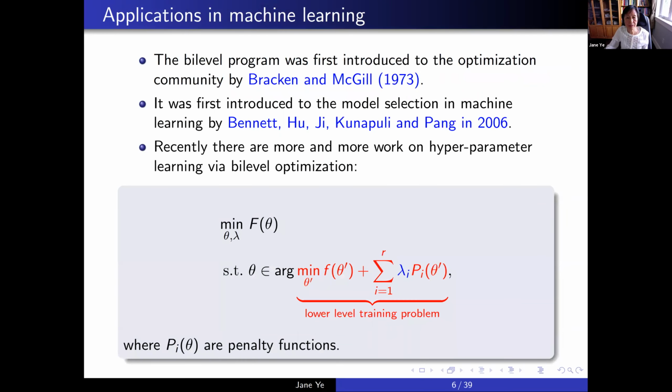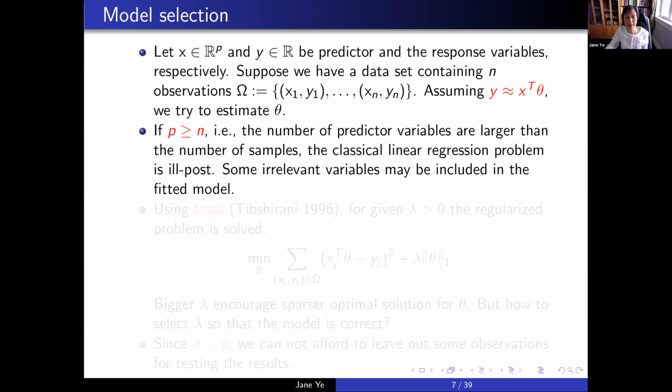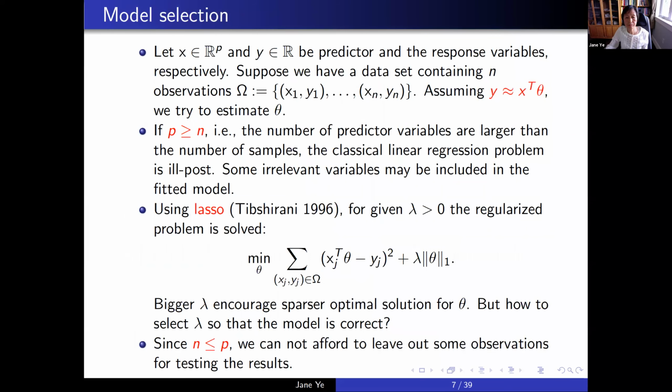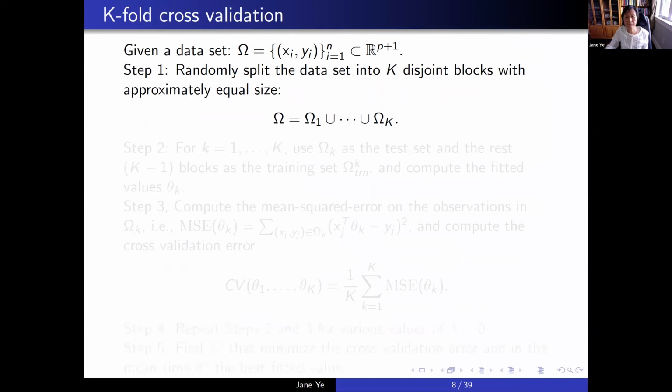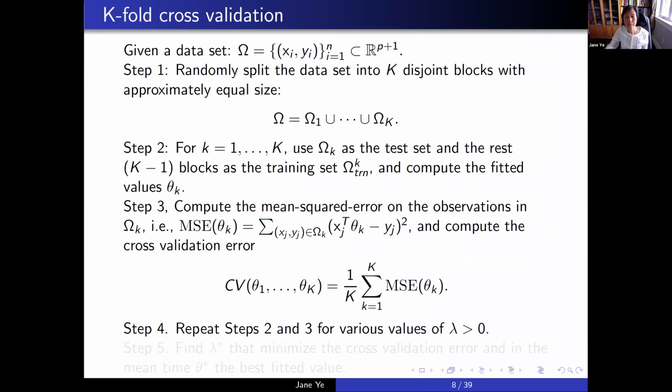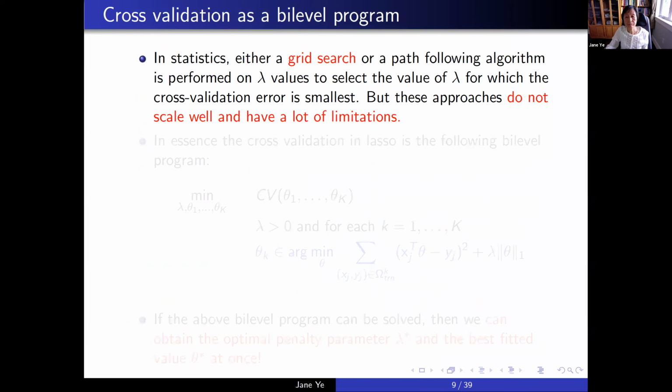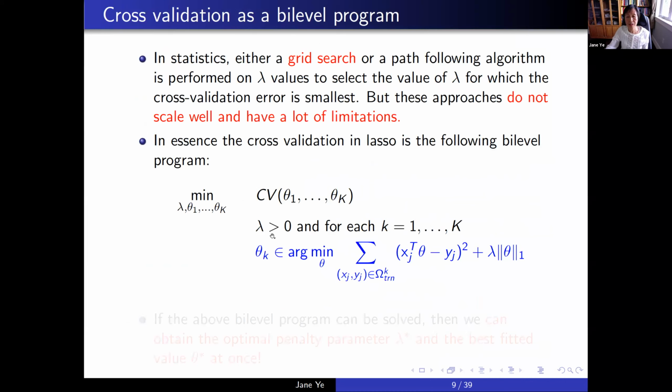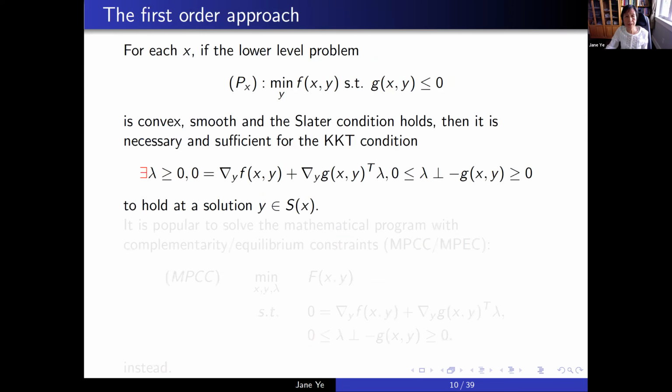Okay, so here you see lambda is the upper level variable, and for each lambda you solve for theta as the lower level solution. Now I will review some approaches for solving bilevel programs.